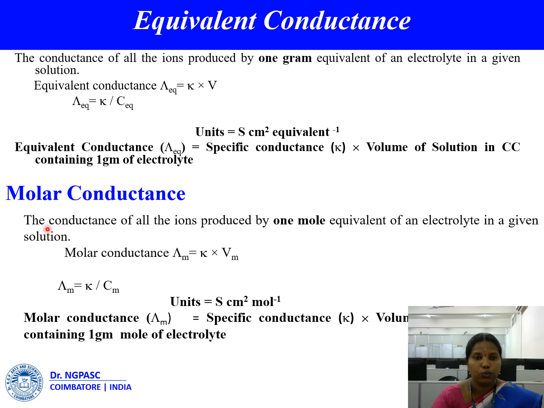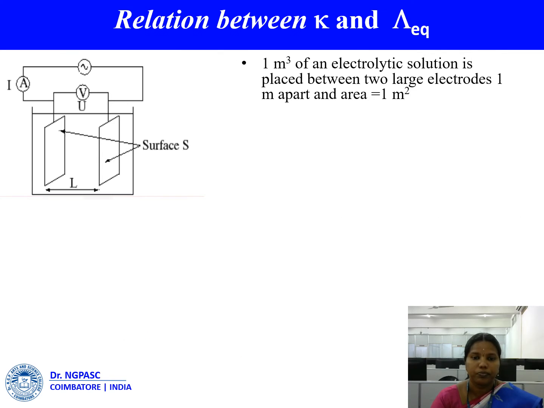Now let us see what is molar conductance. Molar conductance is the conductance of all the ions produced by 1 mole of the electrolyte in a given solution, which is given by the symbol lambda m, equal to specific conductance kappa into the volume in cc of solution containing 1 mole of electrolyte.